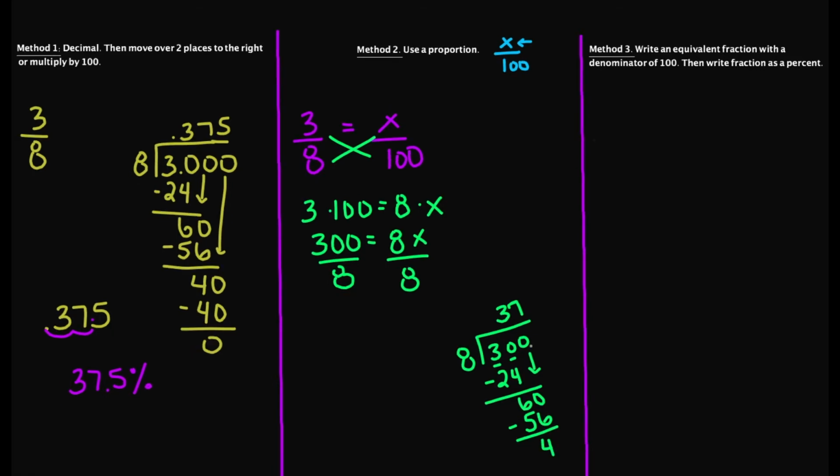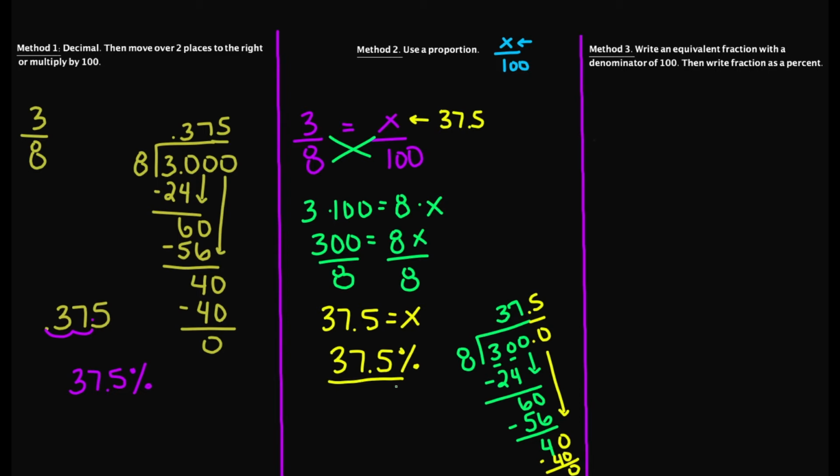8 goes into 4 now. It doesn't go. It's too small. So I'm going to add a decimal, and then I'm going to add my 0 here. I'm going to bring down this 0. 8 now goes into 40 5 times. 8 times 5 is 40. 40 minus 40 is going to equal 0. 37.5 is what x equals. So as a percentage, this is going to be 37.5%.